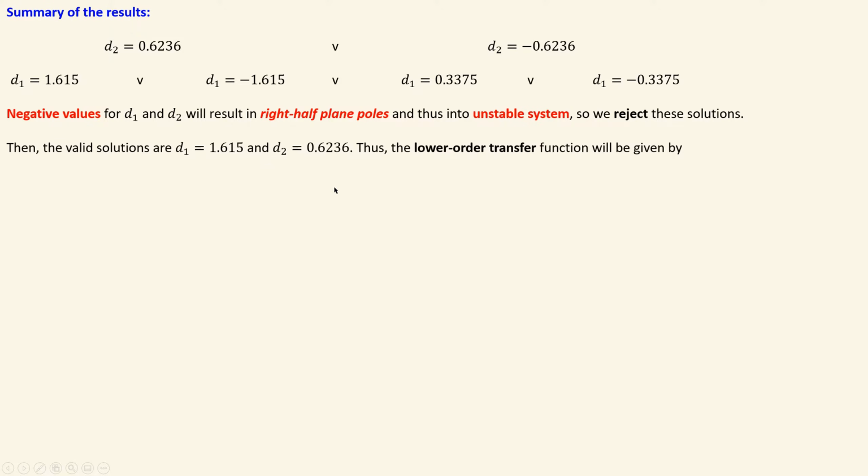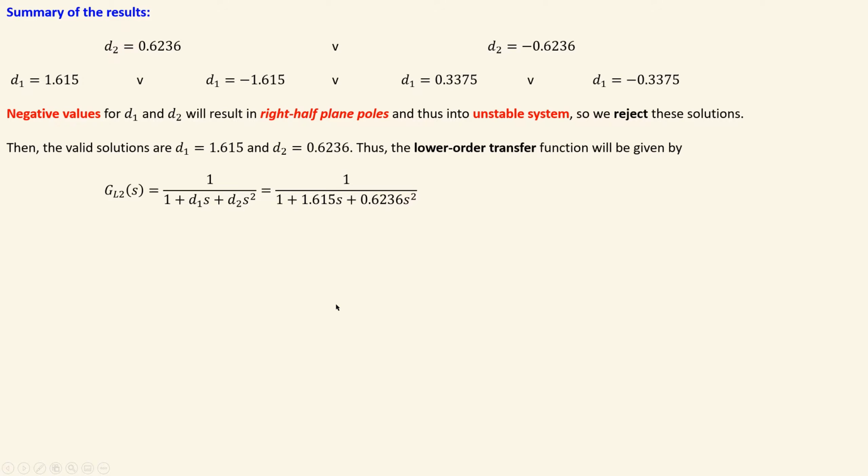So actually in this case the valid solutions are d1 is 1.615 and d2 is 0.6236. Now, having determined d1 and d2, the lower order transfer function will be then given by this. This is of course what we have determined or set up at the beginning. And now we have the value of d1 and also d2.